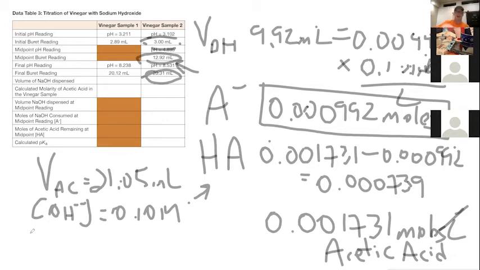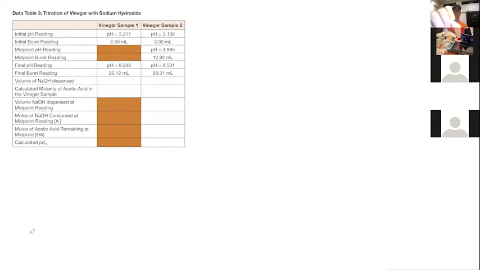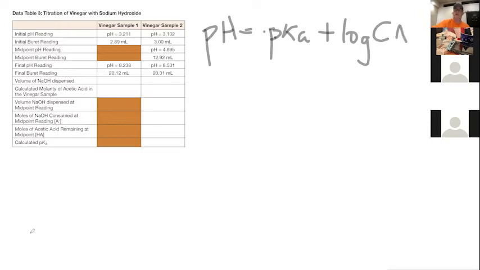So let's do that now, because now we have all the information we need to calculate the pKa. We have moles of A minus and we have moles of HA. And so we're going to use that to calculate the pKa. So let me clear that. So remember, the Henderson-Hasselbalch equation was pH equals the pKa plus the log of A minus, in this case acetate, over HA, in this case acetic acid.